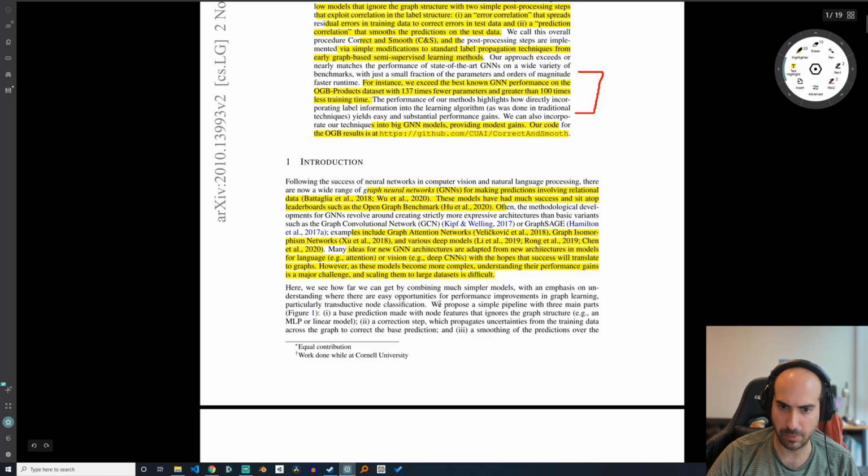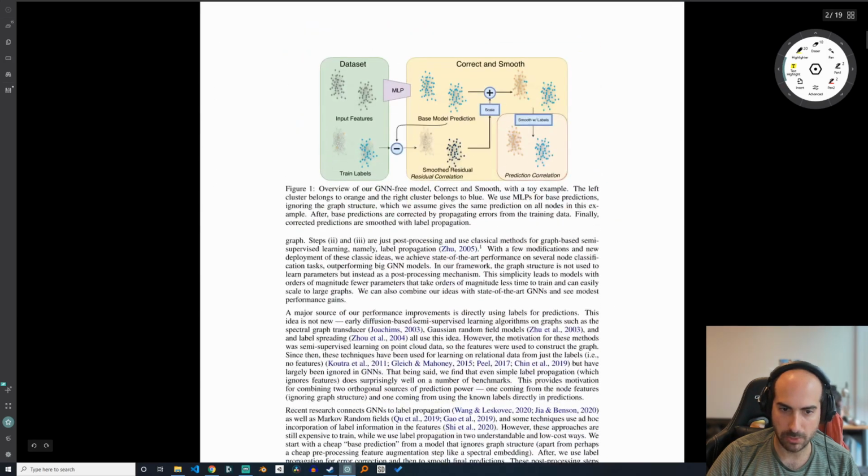So what they say is we propose a simple pipeline with three main parts: a base prediction made with node features that ignores the graph structure, a correction step which propagates uncertainty from the training data across the graph to correct the base prediction, and a smoothing of the predictions over the graph. So steps 2 and 3 are just post-processing and use classical methods for graph-based supervised learning, namely label propagation, with a few modifications, and we achieve state-of-the-art performance.